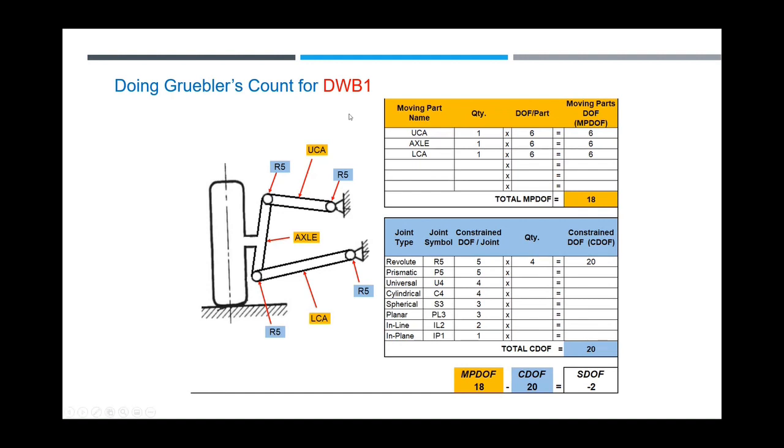Okay, so let's take a look. Right now, they're basically 3 moving parts. You got the upper control arm, the UCA, the axle, and the lower control arm, the LCA. So that's 3 moving parts. 3 times 6 is 18. Now let's look at the amount of joints we have. We have 4 revolute joints, which is value 5. So 5 times 4 is 20. So 18 subtract 20 is -2. So -2 means it's binding. It's over-constrained. So if you use it continually, something's gonna wear and some parts are gonna break through time. So that's how you figure out whether it works or not, even though it's a false positive.